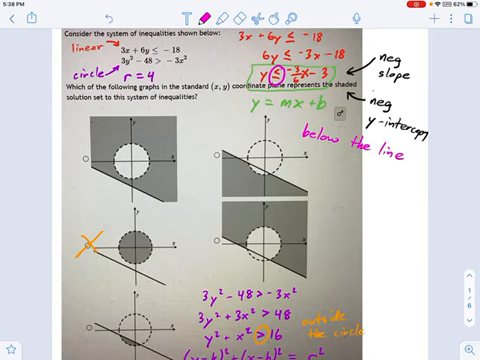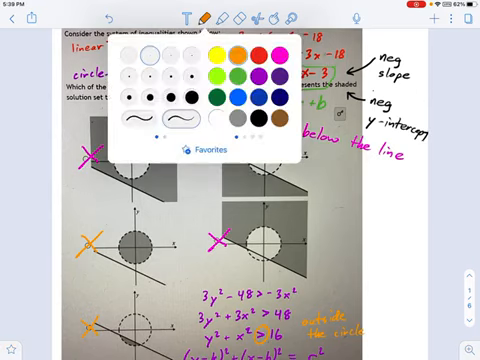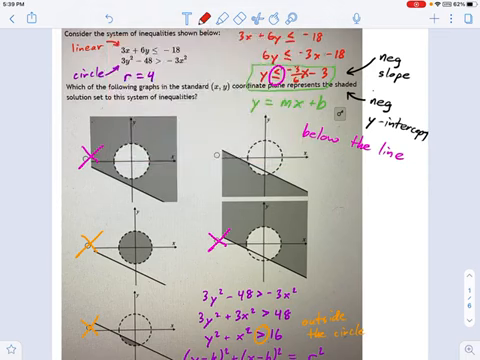Well, it's not this one. That's above the line. It's not this one. That's also above the line. I have two graphs left. Oh, and one of them I should have crossed out earlier, because this one has a portion of inside the circle shaded. So these two orange X marks, those were inside the circles. Those are wrong. The two pink marks, those are above the lines. Those are wrong. There's only one thing left. This is my correct answer right here. It is both outside the circle and below the line.